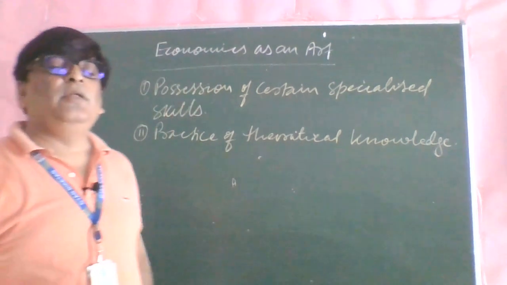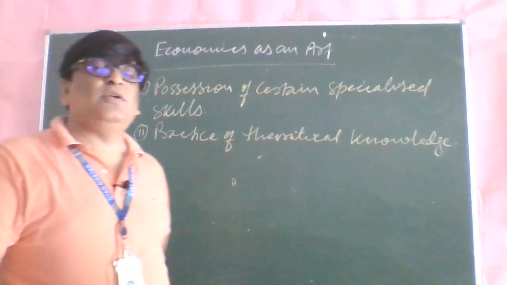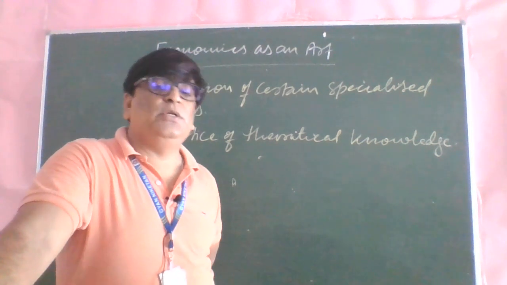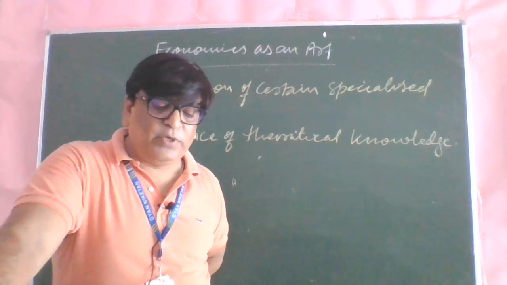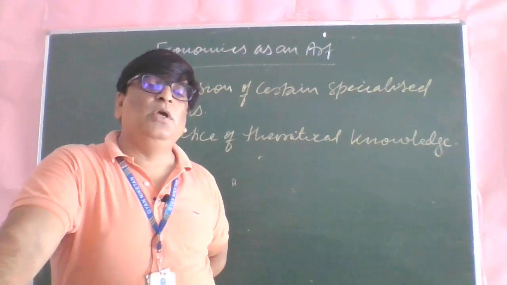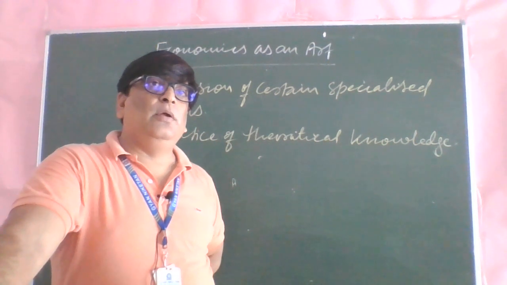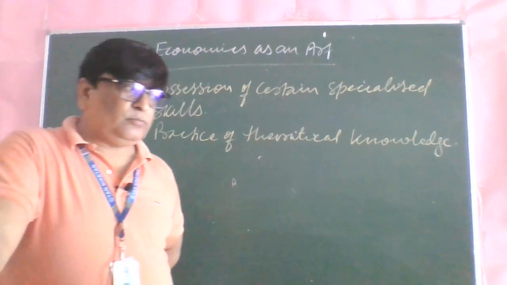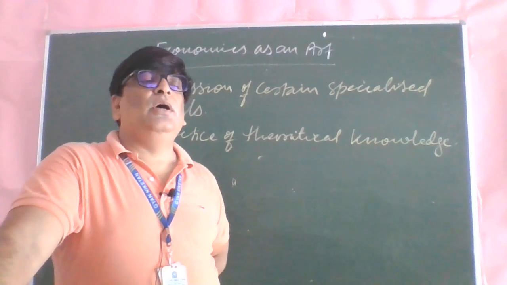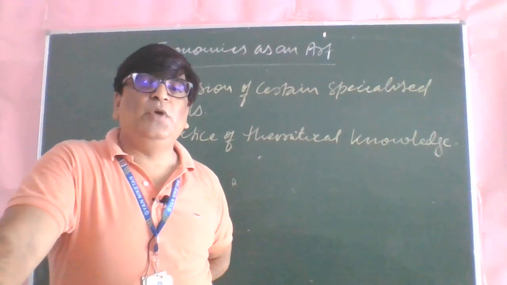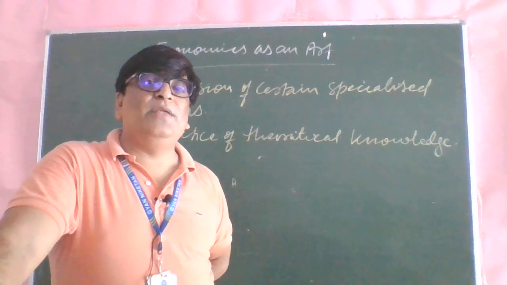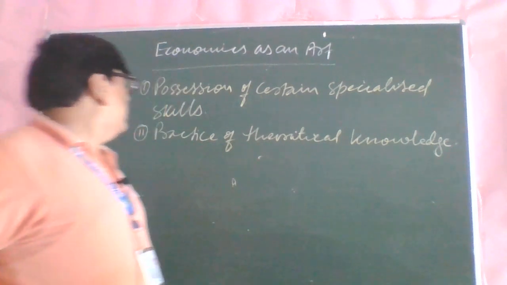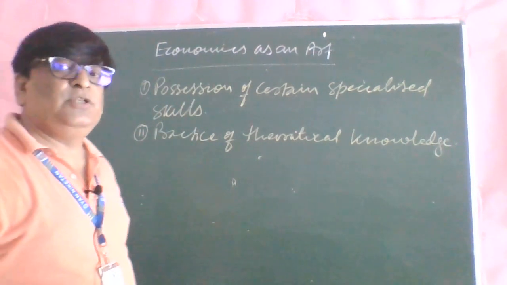In economics, you see the economists, whatever theories or principles they developed, they used it to solve economic problems. Like J.M. Keynes developed the general theory, in 1936 he wrote the book and developed the general theory. But still his theory is being used to maintain balance in the economic system. So, application, practice of the theoretical knowledge.